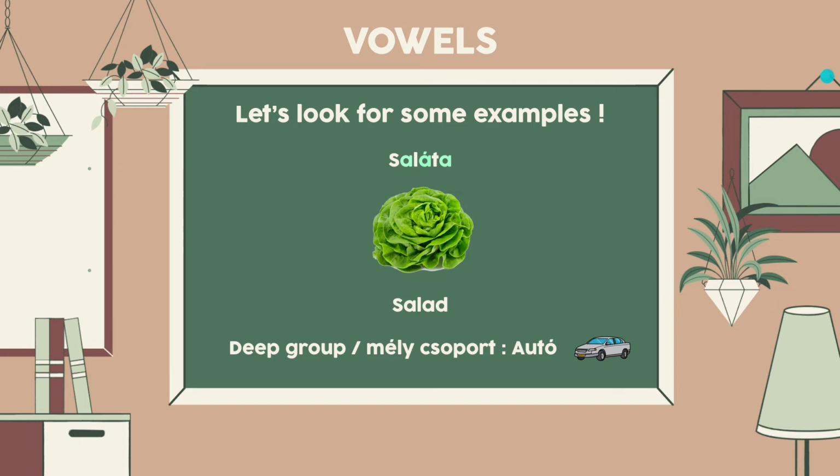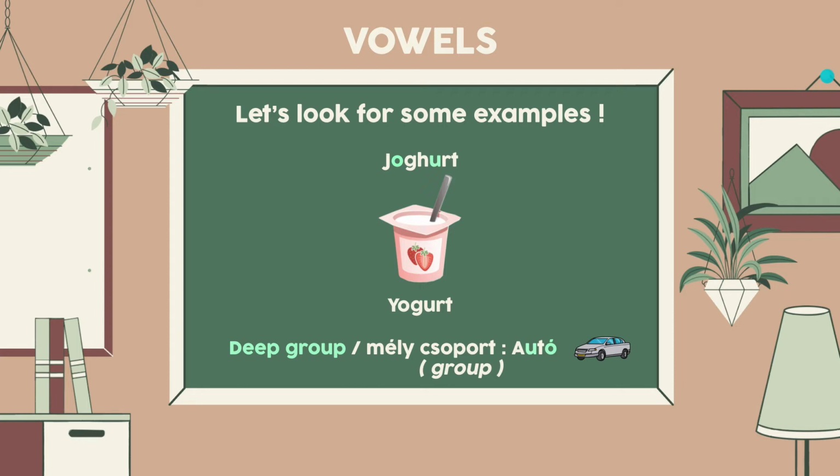Let's find another example. And this is gonna be joghurt. Look at the vowels, guys. Look at those vowels. We're gonna have O and U. And we have both of them in auto, right? And this is why joghurt is gonna be in the deep group, or mély csoport, because csoport means group. Alright, I really hope it's understandable.